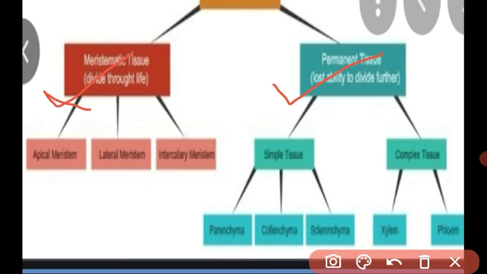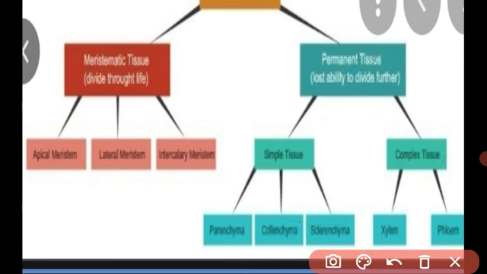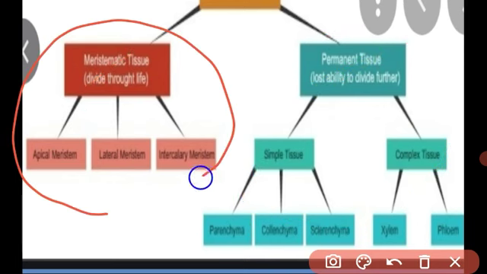And permanent tissue means the tissue which takes a permanent shape and size and performs a particular function. This tissue is called permanent tissue. Later, in the next video, I will explain permanent tissue in detail. But in this video, we are going to study meristematic tissue in detail. Understood? What is the difference between meristematic tissue and permanent tissue?